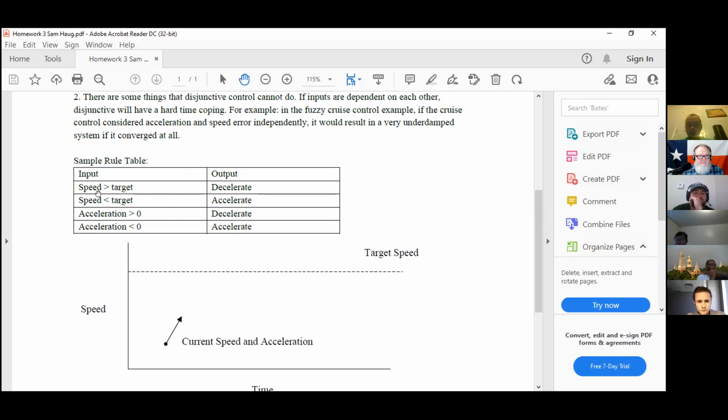So you look just at the speed. If the speed is above, you need to decelerate. If the speed is below, you need to accelerate. And then if your goal is also to have an acceleration of 0 when you get there, then if your acceleration is positive, you need to decelerate. And if your acceleration is negative, then you need to accelerate. And so you're looking at them independently.